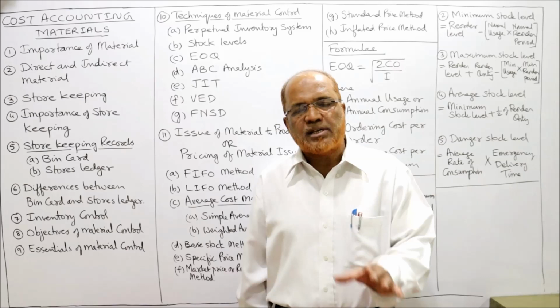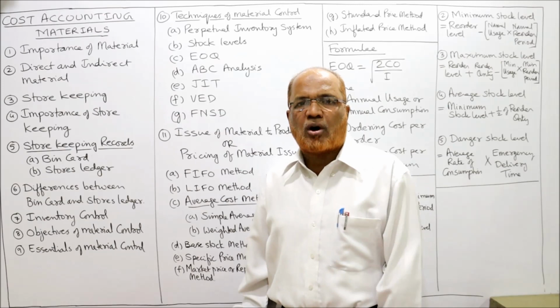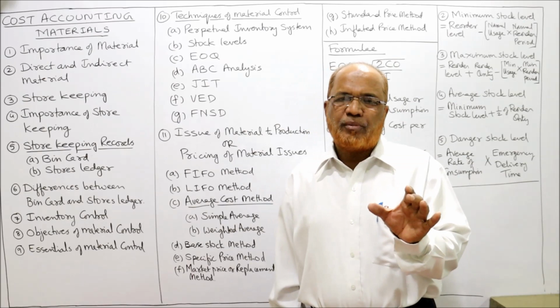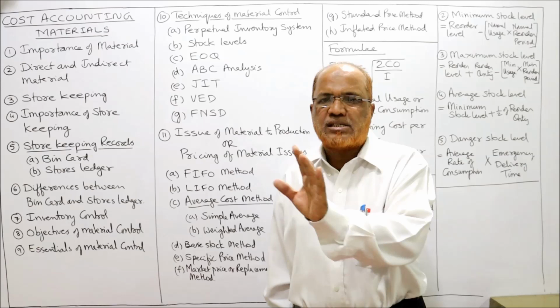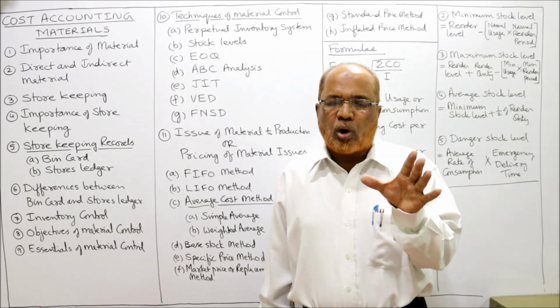So it is concerned with the aspect of purchasing, inspecting, storing and usage of material. Now, objectives of material control. The main objective of material control is material should always be available before utilizing the material. So there should not be any shortage of material. The material should always be available as and when it is required for production.